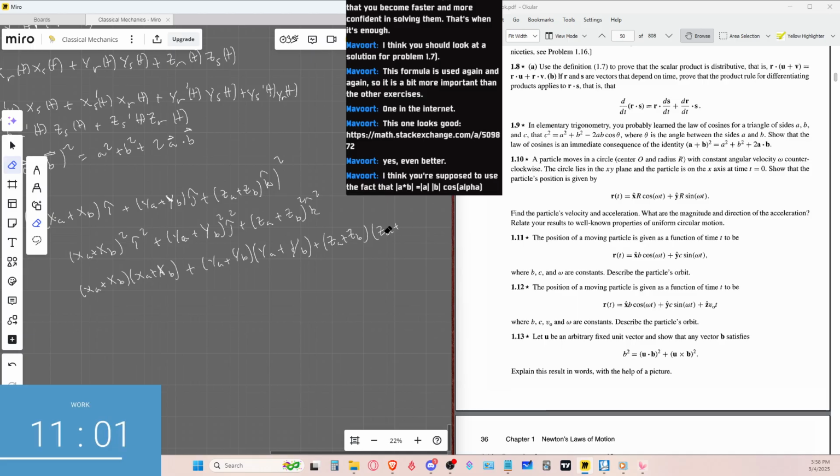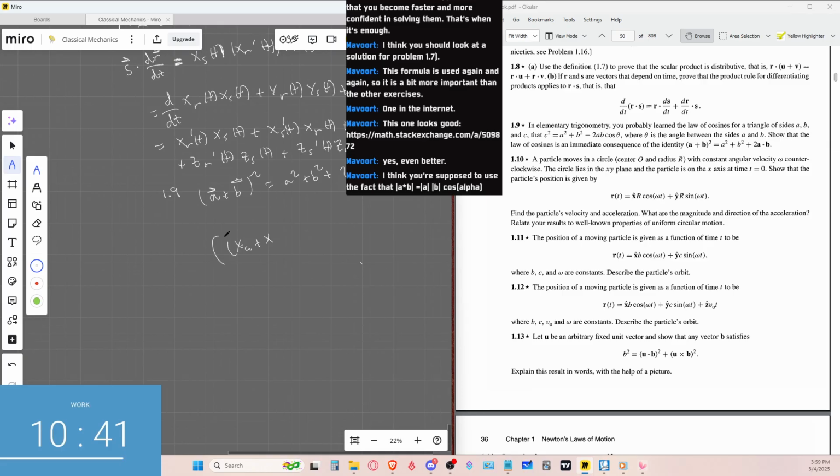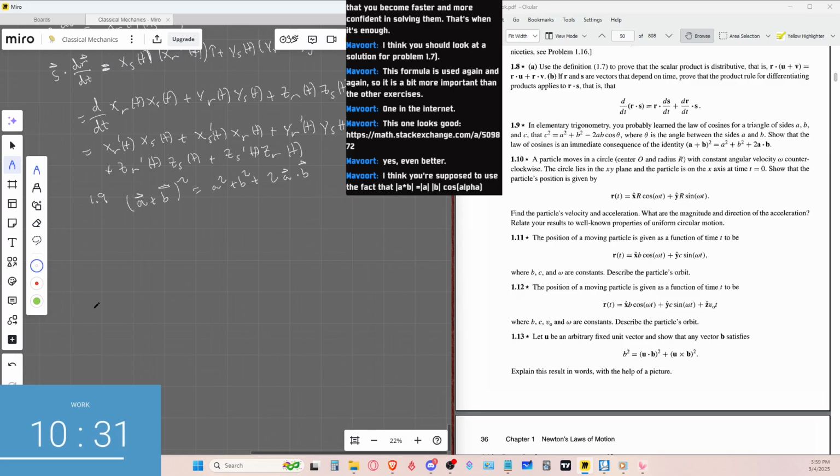Oh yeah, that's right. We're supposed to use cosine. Forgot about that. You are right, Mavor. You are right. Okay, so we have to equate these vectors.